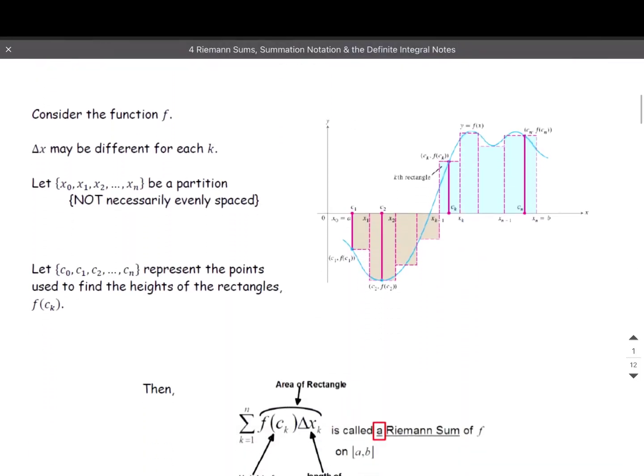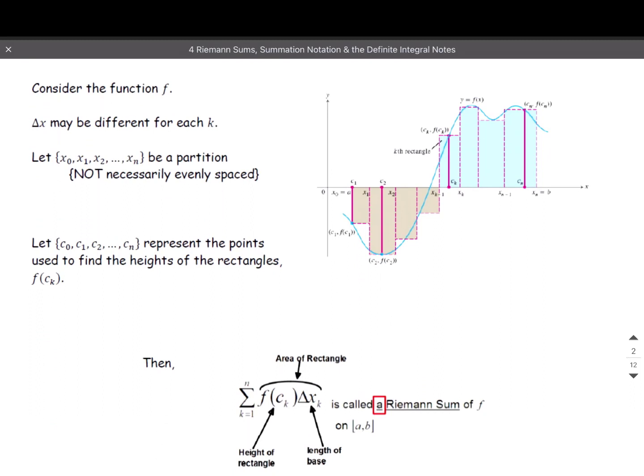So we have to have a function f, and I've given you a graph of function f, this little blue curve here, that's f of x. Now delta x may be different. Notice the width of this rectangle, and then this rectangle is wider, and this one is skinny. This one is even wider. They all have different bases. The delta x's are different, and that's okay. What happens is we're partitioning it at x0, x1, x2, all the way down to xn. They're telling us where to partition it, what x values we're going to use to partition.